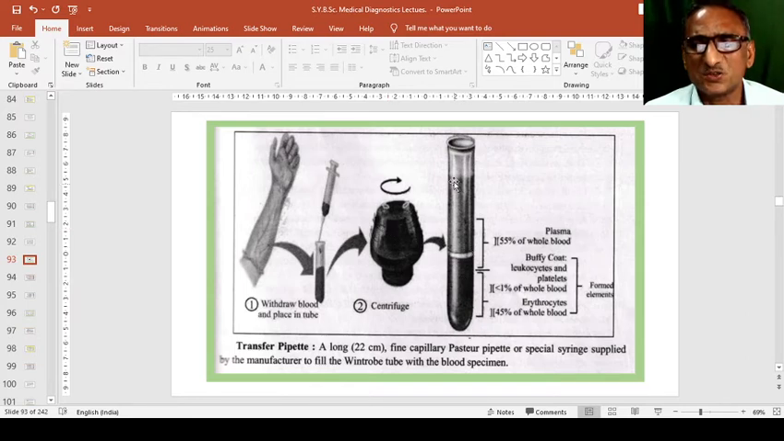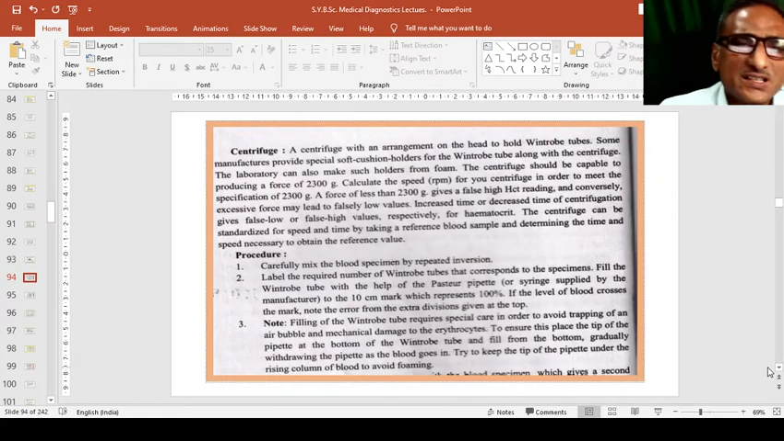After centrifugation, layers are formed. In this layer, we can calculate the blood erythrocyte count, and here we can calculate the plasma. But in the middle layer, just above, leukocytes appear, and that can be calculated under microscopic observation.